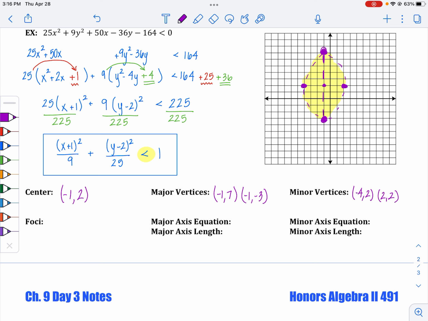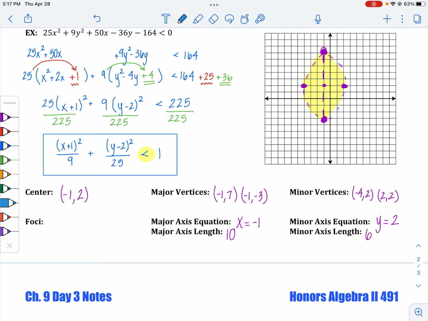The major axis equation, so the equation of this line, because it's longer, is x equals negative 1. The minor axis, it's the shorter one, y equals 2, and that comes directly from my center point. The length is from vertex to vertex, so this length is going to be 10, and this length will be 6 from left to right.